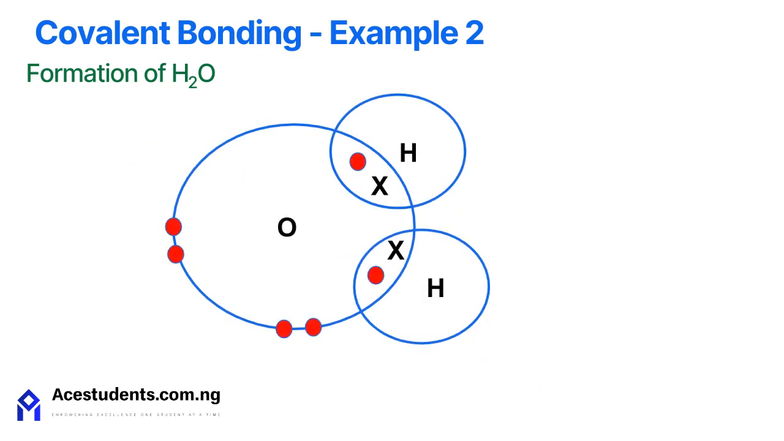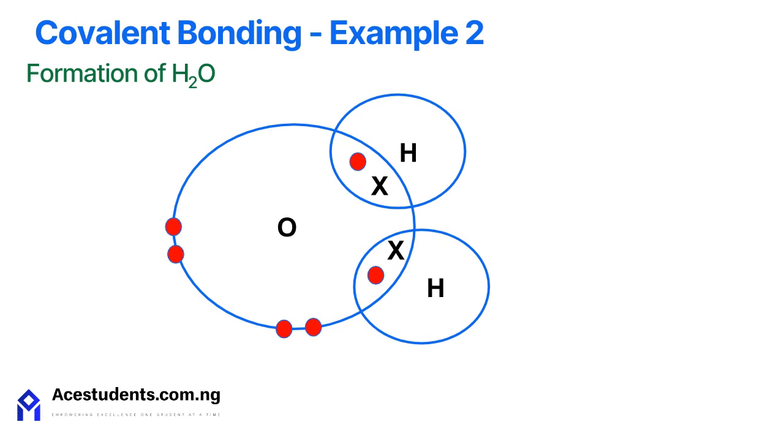When oxygen joins with two hydrogens, each hydrogen shares one electron with oxygen. Now oxygen has 8 electrons in its outer shell. Each hydrogen has 2 electrons in its shell. This is the covalent bond in water.